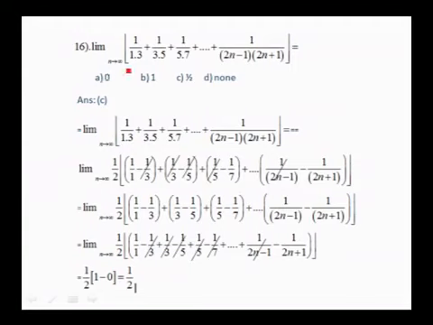Limit n tends to infinity of 1 over 1 into 3, 1 over 3 into 5, 1 over 5 into 7, etc. Write the inside term as half and separate 1/1 and 1/3. So it is 1 over 1 minus 1 over 3; if you take the LCM you get 2. Here also, if you take the LCM you get 2. So I rewrite these as 1 over 1 minus 1/3, 1/3 minus 1/5, 1/5 minus 1/7, lastly 1 over 2n minus 1 minus 1 over 2n plus 1. When you rewrite like that, the 2 I have compensated by writing 1/2 outside.